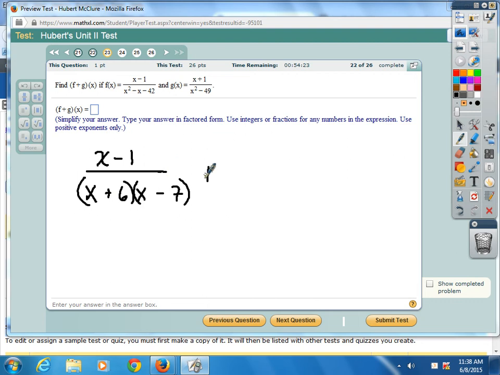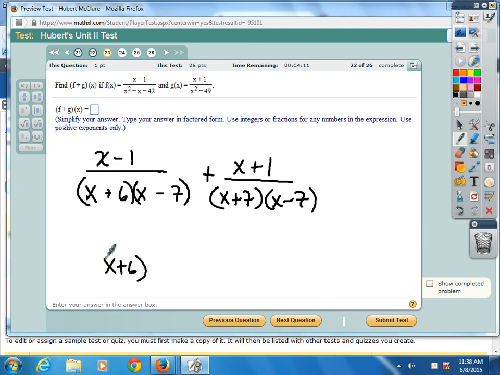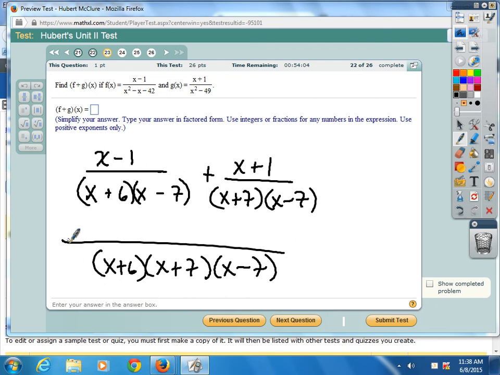Plus x plus 1 over x plus 7, x minus 7. So that's going to be x plus 6, x plus 7, x minus 7. And what's missing here? The positive 7. And what's missing here? X plus 6?